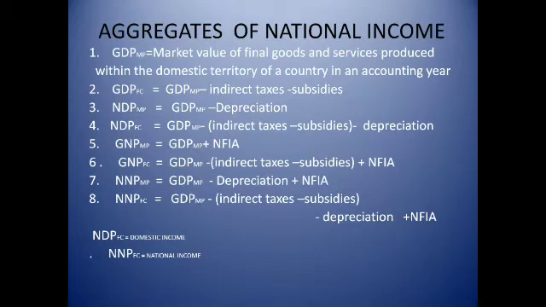Now we come to the second aggregate, that is GDPfc, gross domestic product at factor cost. How do we calculate gross domestic product at factor cost from GDPmp? The formula is GDP at market price minus indirect taxes minus subsidies. I already told you what indirect taxes and subsidies are.